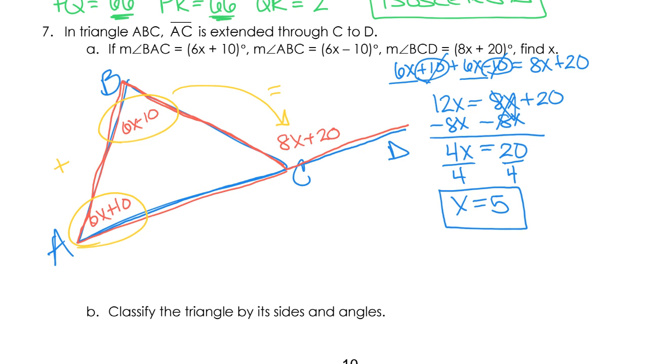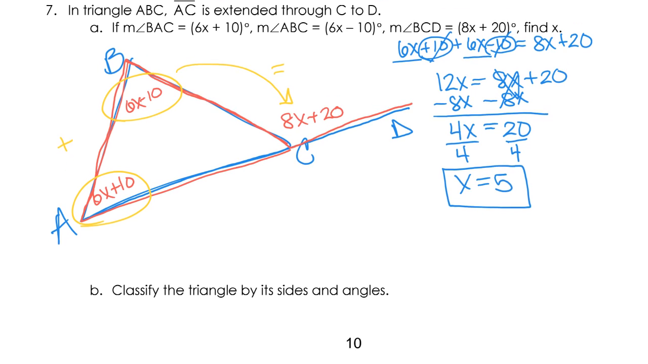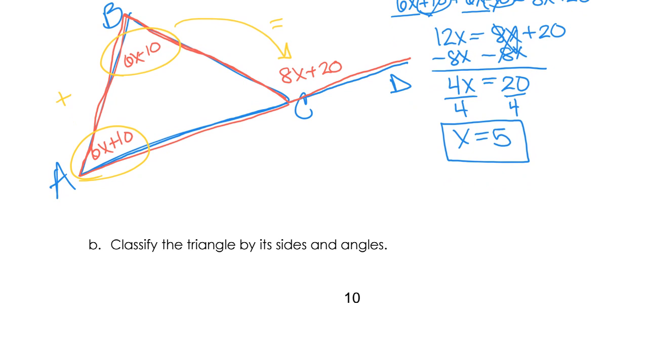Okay. Part B says to classify the triangle by its sides and angles. So I'm going to go ahead and have to plug in. And move this up a little bit. So if I go ahead and look at angle A, 6 times 5 is 30, and 30 plus 10 makes this angle 40 degrees. Angle B, 6 times 5 is 30, and 30 minus 10 is 20.